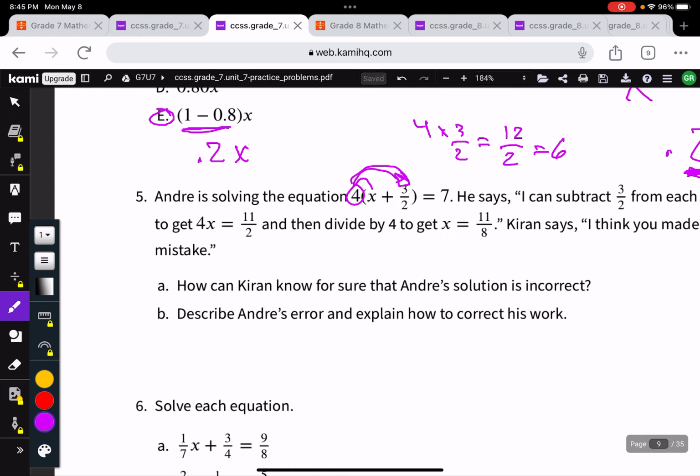7 minus 6 would be 1. And then he can divide by 4. And 1 divided by 4 is 1/4. And we just found the answer. So I went awfully fast there.